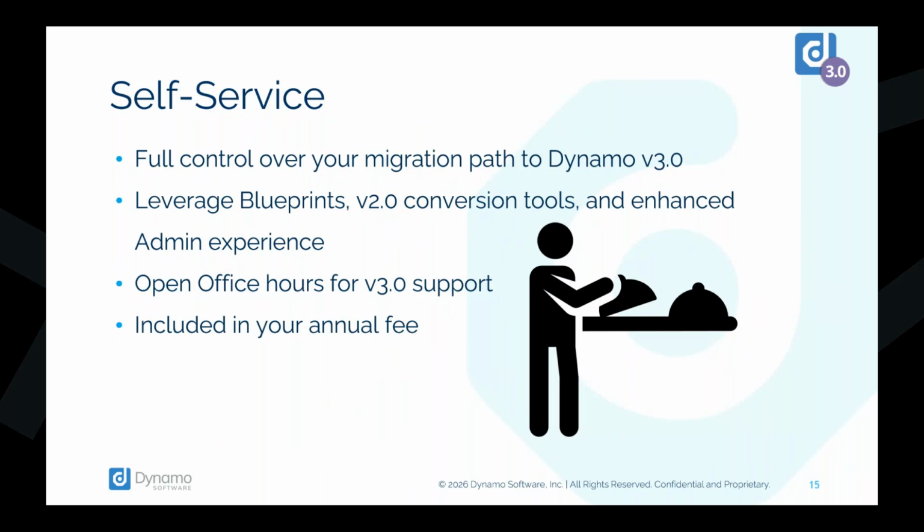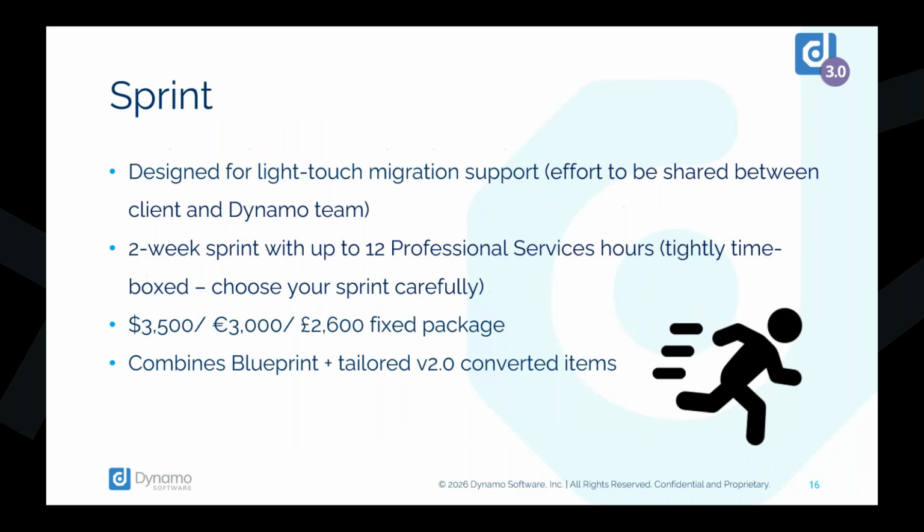Finally, we will cover the sprint migration. This is a model that we are seeing many clients choose as a practical middle ground between the premium and the self-service. So this is a structured time-bound approach. It's delivered as a 2-week time box migration sprint focused on driving progress quickly and efficiently. It includes professional service support, so up to 12 professional services hours to guide key decisions and accelerate execution. It's a fixed package pricing starting at $3,500, and it's designed for focused, lighter touch migrations.